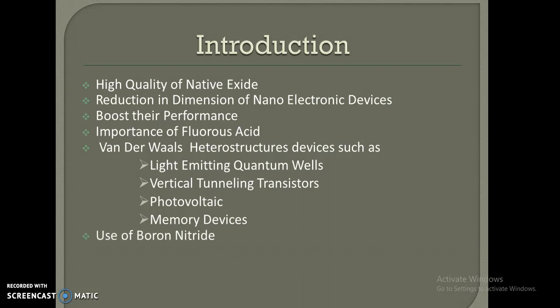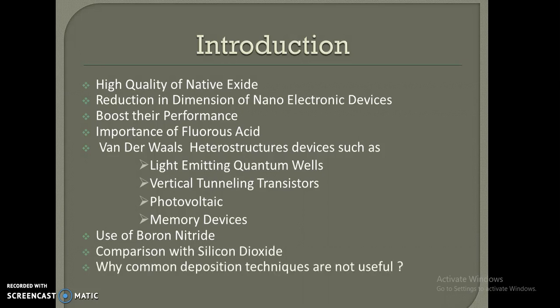And we will also, as you know, discuss that boron nitride plays an important role, what the use of boron nitride is, and then we'll do the comparison with silicon dioxide, and why common deposition techniques are not useful. So the high quality of the native oxide that can be grown on the surface of silicon has underpinned the wide success of modern micro and nanoelectronics.